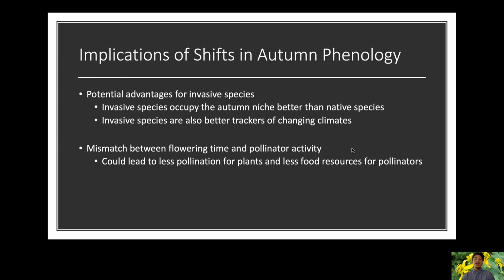In addition, if flowering time and pollinator activity are shifting due to climate change, and they're not shifting together, there may be mismatches between the two. This would lead to plants that don't have adequate pollination and can't reproduce as much, and pollinators that don't have access to the same food resources, both of which could lead, again, to consequences for native ecosystems. So that's a little rundown of my project, and thanks for watching.